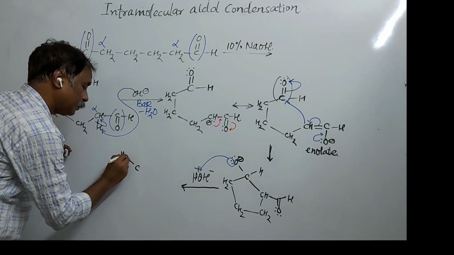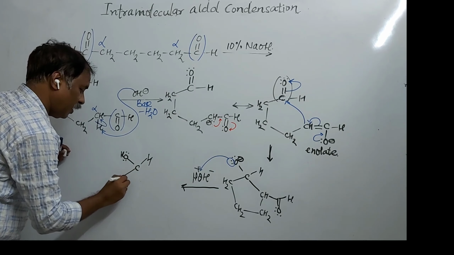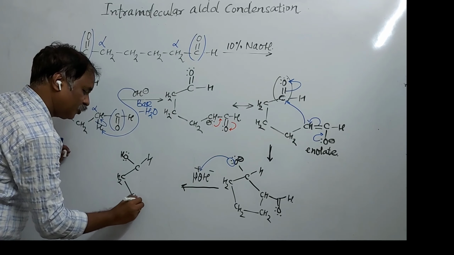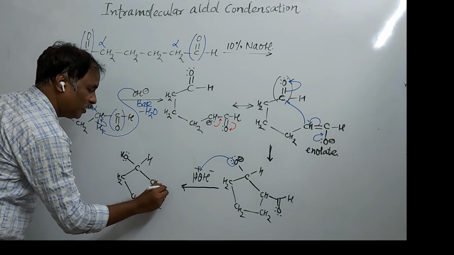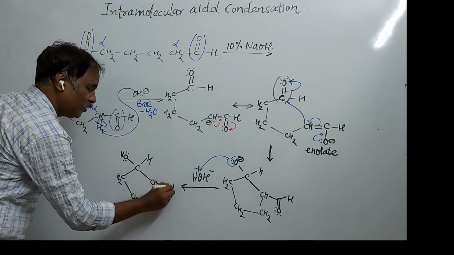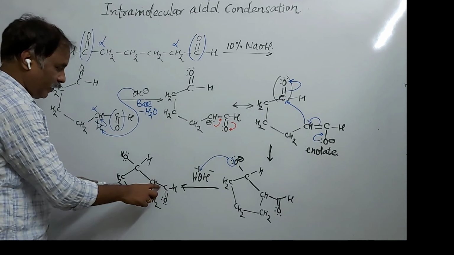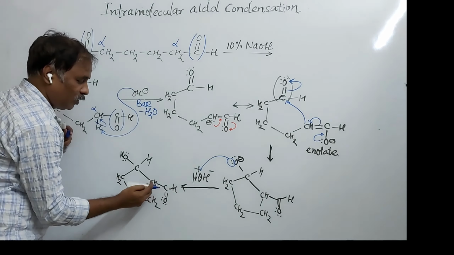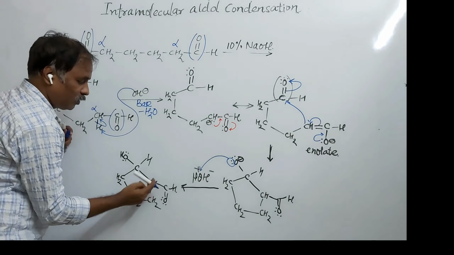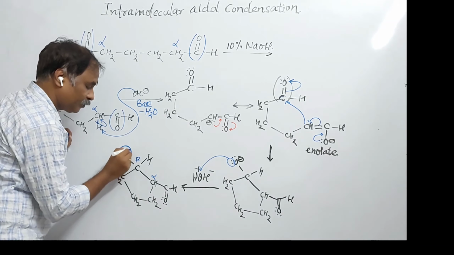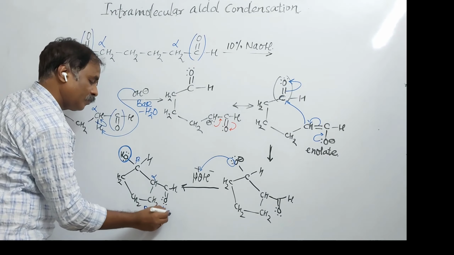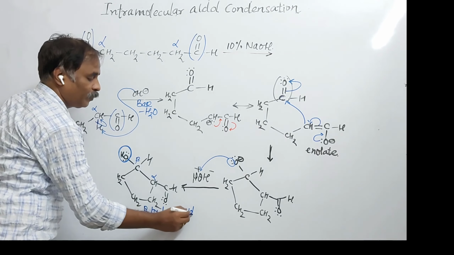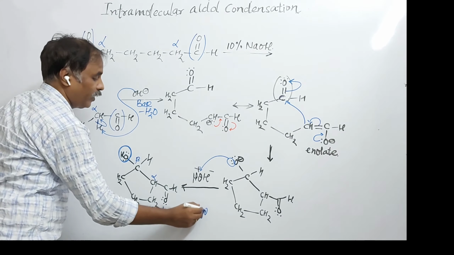Here it is OH, the rest is the same, CH2, CH2, CH2. Here it is CH. This is the new carbon-carbon single bond. The aldehyde group remains as it is. So with respect to this aldehyde group, this carbon is alpha, this is the beta. So the position of this OH is beta, and this is the beta hydroxy aldehyde. That is, this is an aldol, but this is a cyclic aldol.